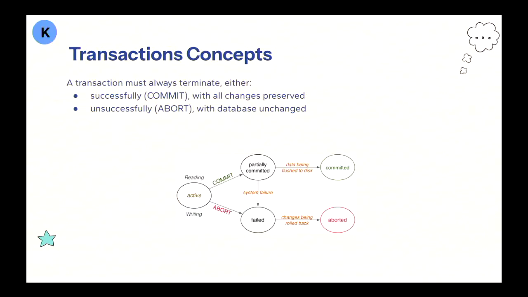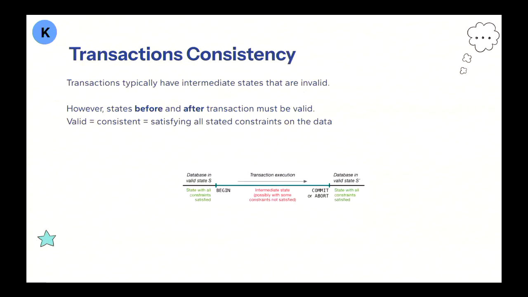And here are more concepts about transactions. So a transaction must always terminate. So it should be either successful or unsuccessful. If it is successful, this is related to the atomic nature of transactions, all the changes will be preserved for this transaction. And if it is unsuccessful, the database will remain unchanged. So the intermediate steps of a failed transaction will not affect the database. So this is the concept here.